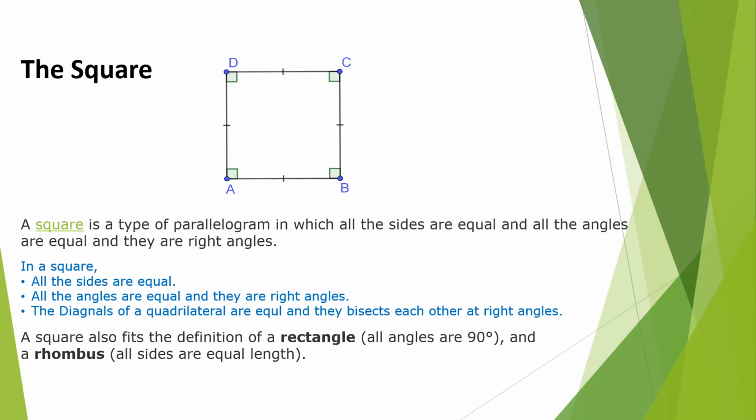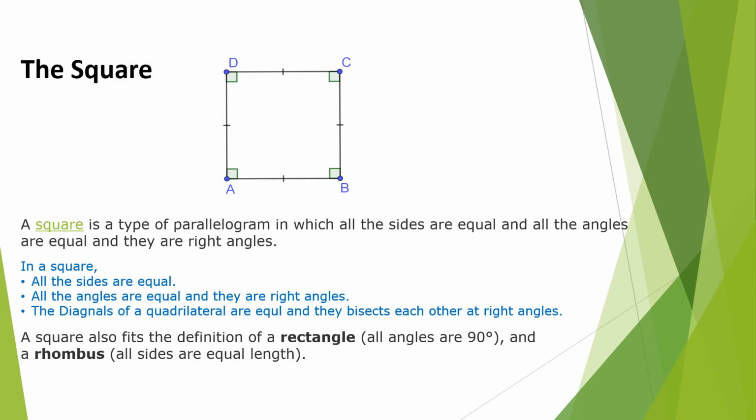Now have a look at an interesting type of quadrilateral, that is a square. Children, a square is a type of parallelogram in which all the sides are equal, all the angles are equal, and even the diagonals are also equal to one another. In square, all are equal. That means sides are also equal to one another, angles are also equal to one another, then the diagonals are also equal to one another.